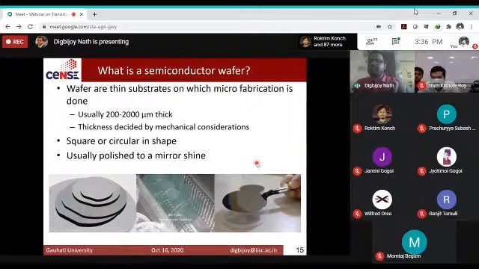And the dimension I told you, the diameter of this is probably 2 inch, 4 inch, 8 inch. It can be different sizes up to around 16 inch. Okay, and they're very, very shiny because they're polished in an atomically thin or sharp way. Okay, so these are semiconductor wafers on which fabrications are done.